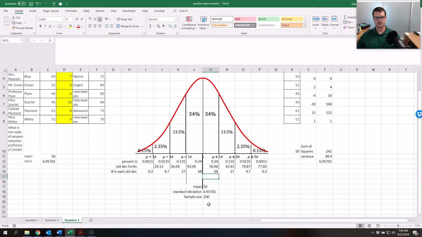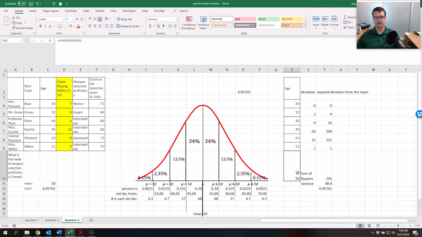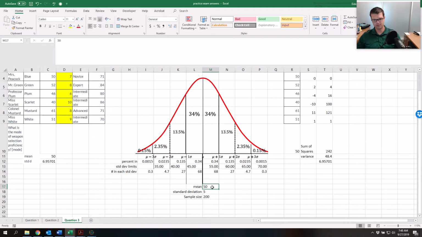So there we go. Coming right down here, I made this fun little calculator, and all that you've got to do is change the variance or change the standard deviation, and if you change the standard deviation, it changes everything. So let's take a look at this. First of all, we've got the mean. The mean is right here, the mean is 50. And the sample standard deviation is 6.95701.